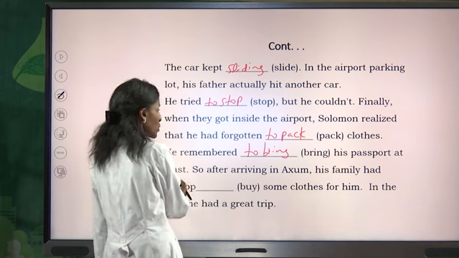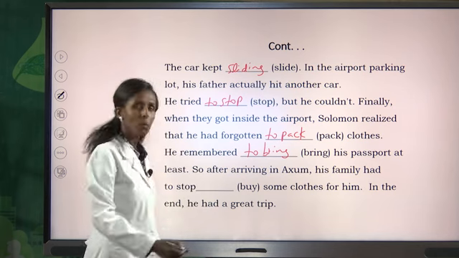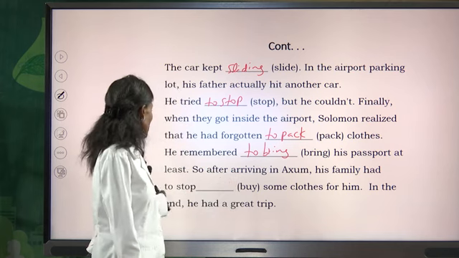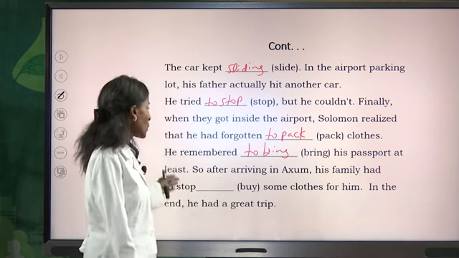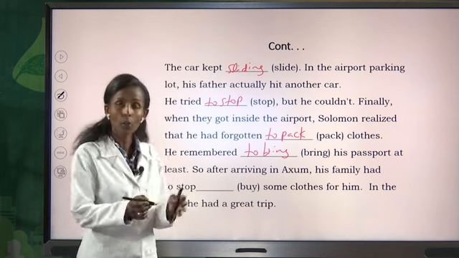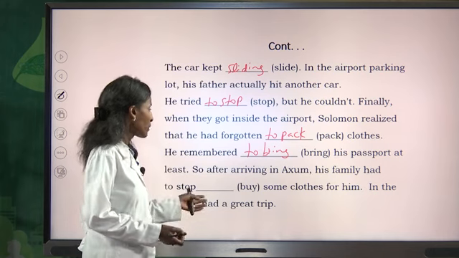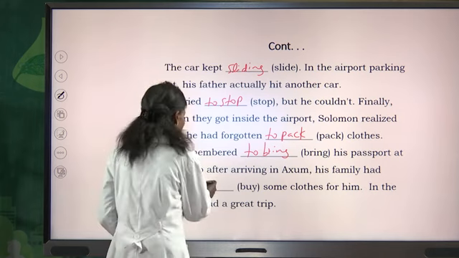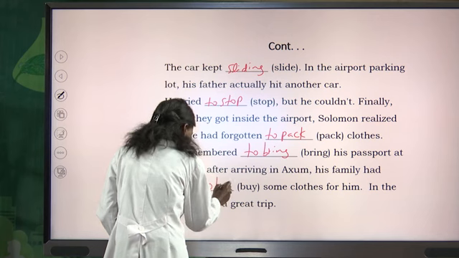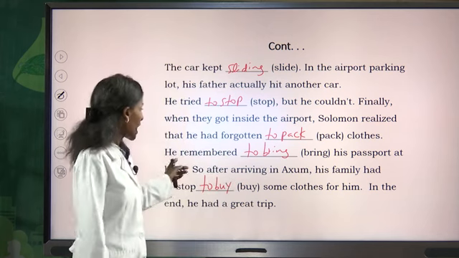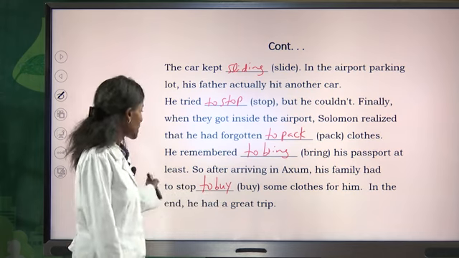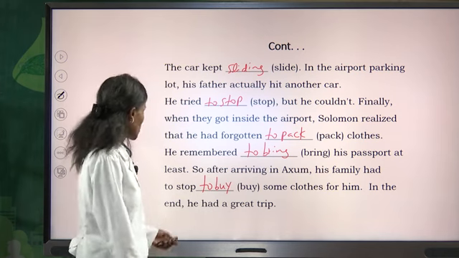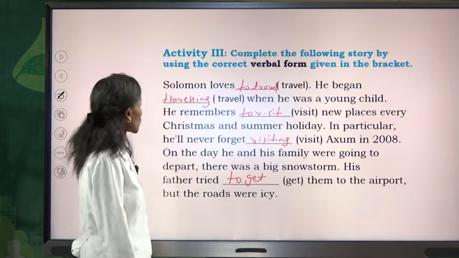So after arriving in Aksum, his family had to stop what? To buy or buying? Buy is in bracket, some clothes for him. In the end, he had a great trip. So buy, in the middle of their travel, they stopped so as to do something, you see? So after stop, it has to be what? The full infinitive, to buy. It's not the action of buying which will be stopped. They stopped so as to buy. That's why the full infinitive is appropriate, you know? So that is the way we complete the story.